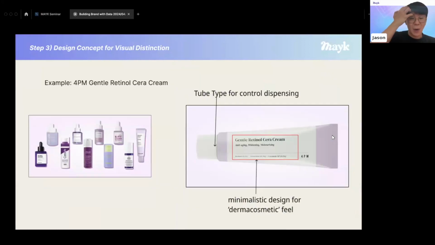Okay, so this is an example for our brand, how we chose our color purple. Bakuchiol is actually a purple flower. So we picked that color to represent anti-aging and the plant. We gave it a more minimalistic design for the dermocosmetic feel. And then we also created a tube type for controlled dispensing, as you need to dispense small amounts on concerned areas. So that is a very important type of packaging that you have to pick.